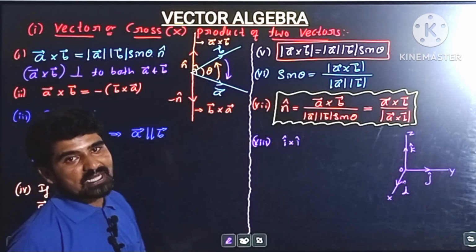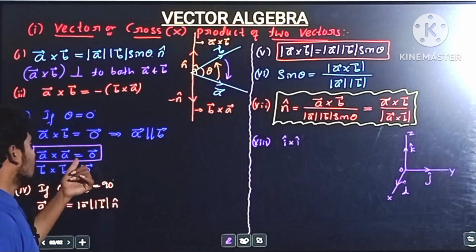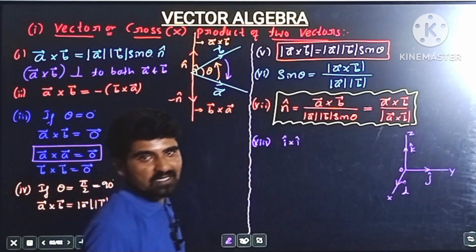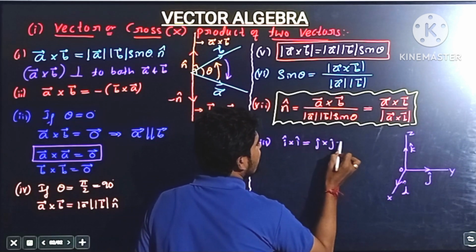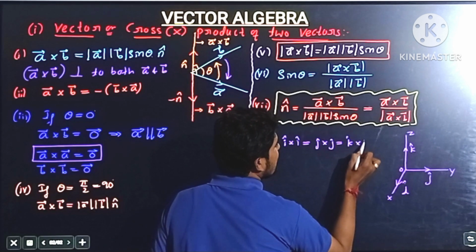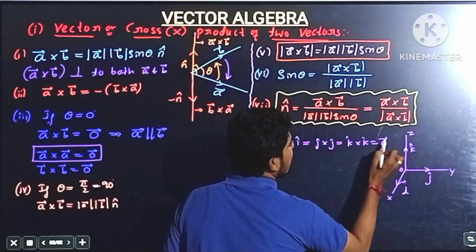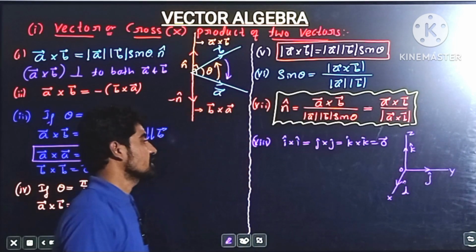When the angle between two vectors is equal to 0, then the cross product of those two vectors is equal to the zero vector. It means i cap cross i cap, j cap cross j cap, and k cap cross k cap are each equal to the zero vector. I hope all of you understand it.